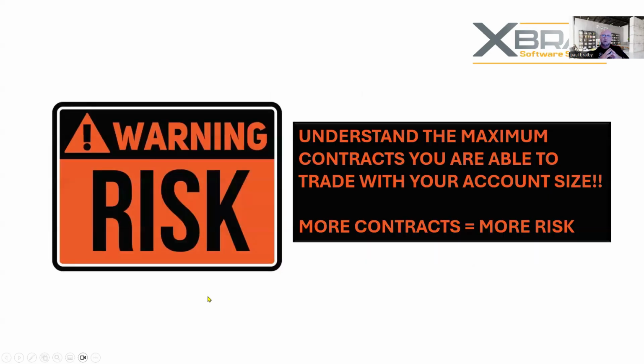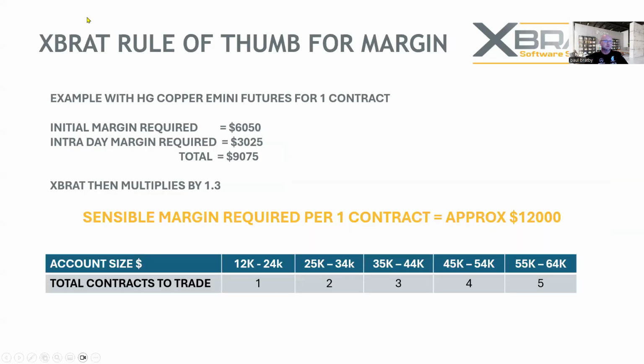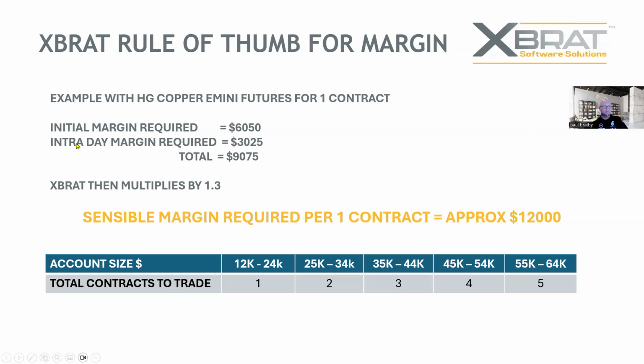So there is a risk with this. So you need to understand the maximum contracts you're able to trade with your account size. Okay. This is very important because the more contracts you add to your position, the more risk you're going to have. So rule of thumb for margin, okay? So this is my rule of thumb, okay? It's quite conservative, and we'll go into that.